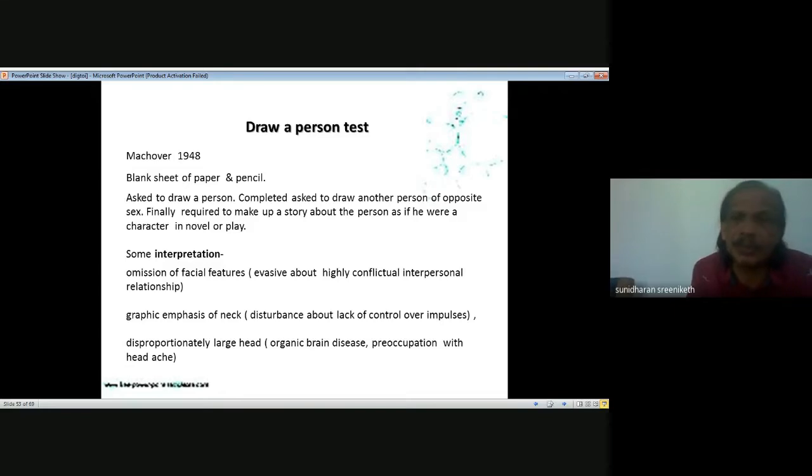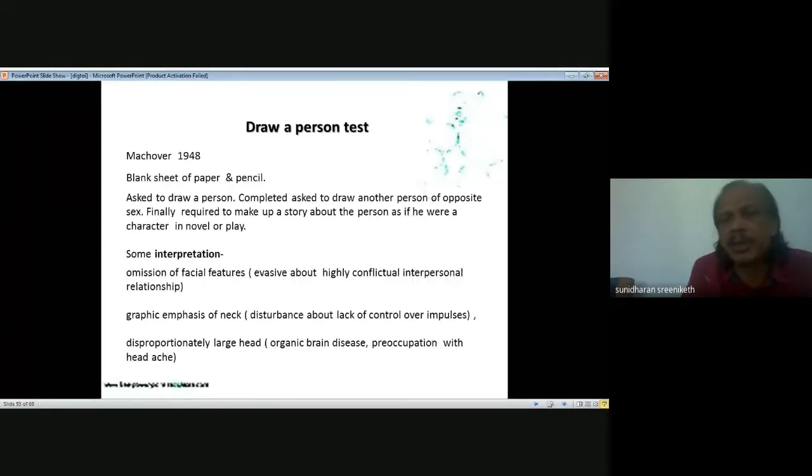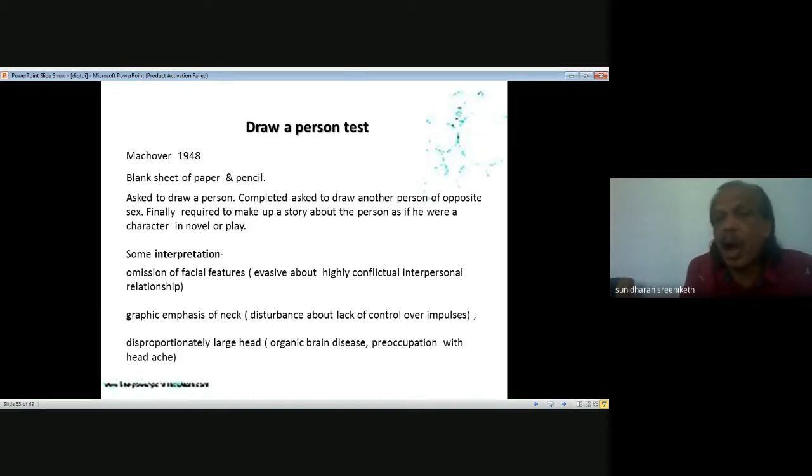So every part of the drawn picture is assessed using some norms, and some scores are given to each. By getting the total or sum of the scores, we can assess the intellectual capacity, understanding in a quantitative way how the child has drawn the picture. We can also understand the personality by qualitatively assessing some features drawn in the picture. For example, omission of facial features indicates evasive characteristics about highly conflictual interpersonal relationships.